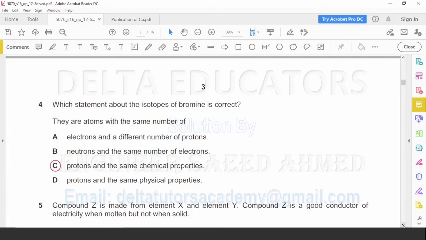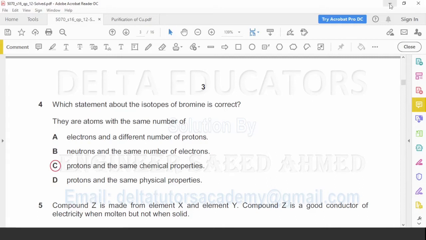And because of the difference in atomic masses, there will be different densities, different melting points or different boiling points. So physical properties may be different but chemical properties will remain the same. So our correct option is option C, where it is given same number of protons and same chemical properties.